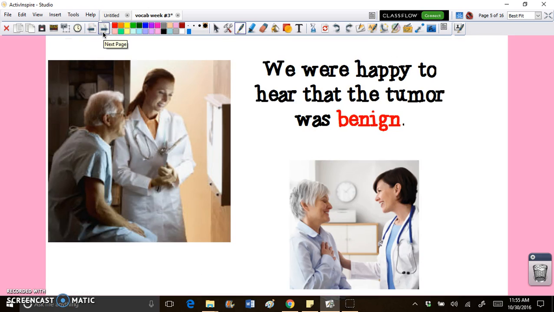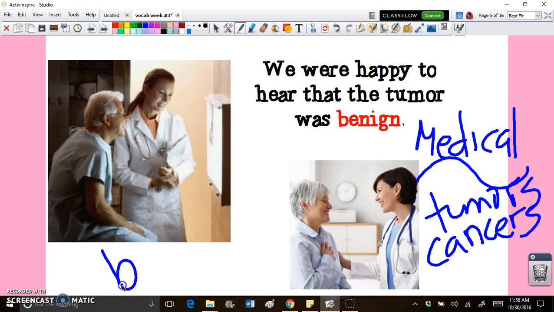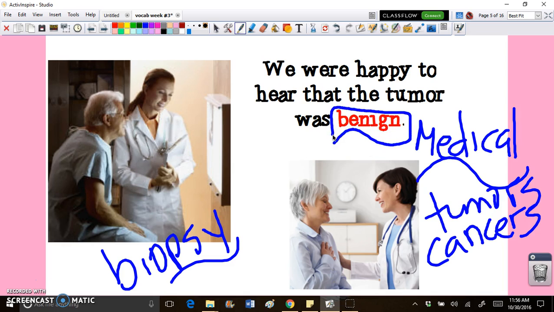Now, the word benign usually has a medical connotation. It is often used to describe tumors, and people associate it with cancer, with lumps. When you go to a doctor and they say that you have a lump or they see that you have a tumor, they do a test that's called a biopsy, which is where they take a part of the lump or a part of the tumor out, and then they test it in the lab and they see if it's cancer or not. So if the lump or the tumor ends up being benign, that means you don't have cancer. We were happy to hear that the tumor was benign. It wasn't cancer, it was harmless.